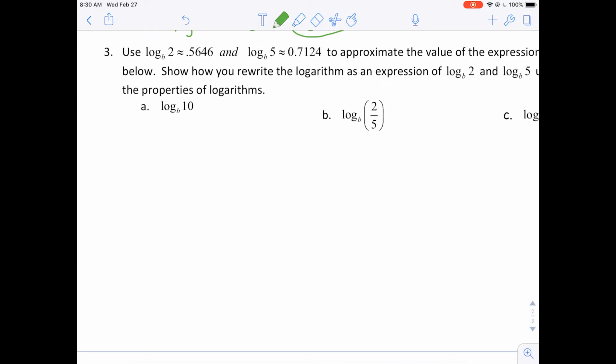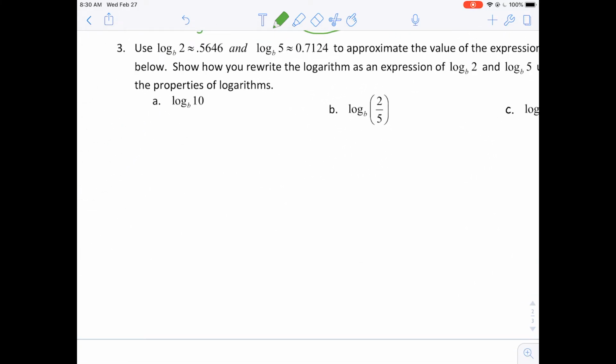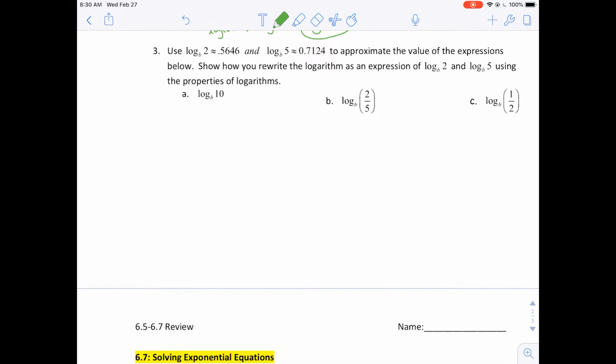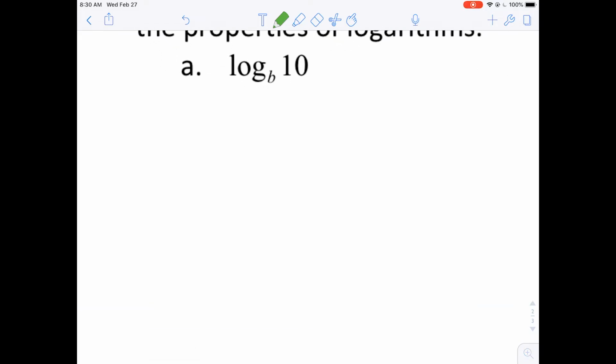Okay. Let's do one of these. That's a good one to do. These ones are all pretty straightforward. I'll just do this first one.